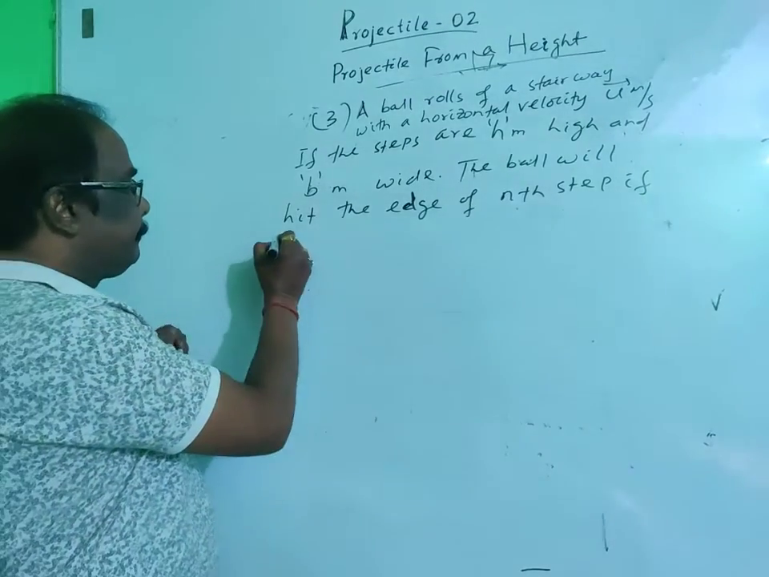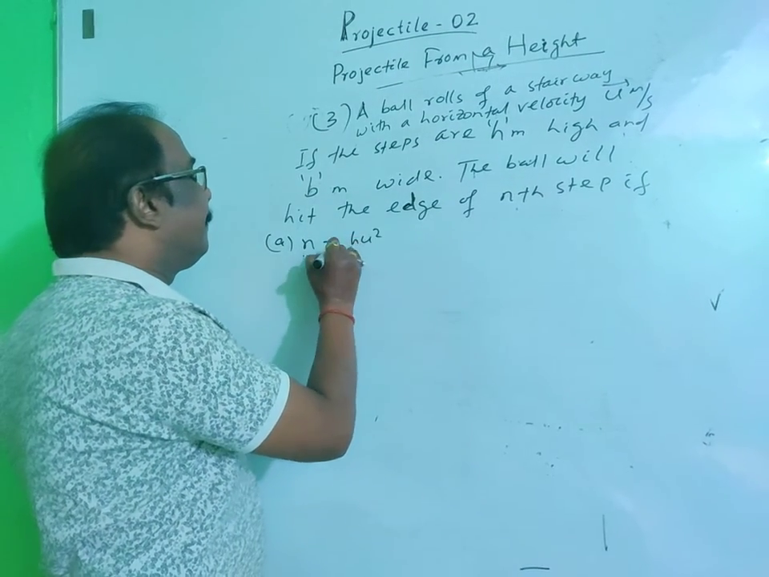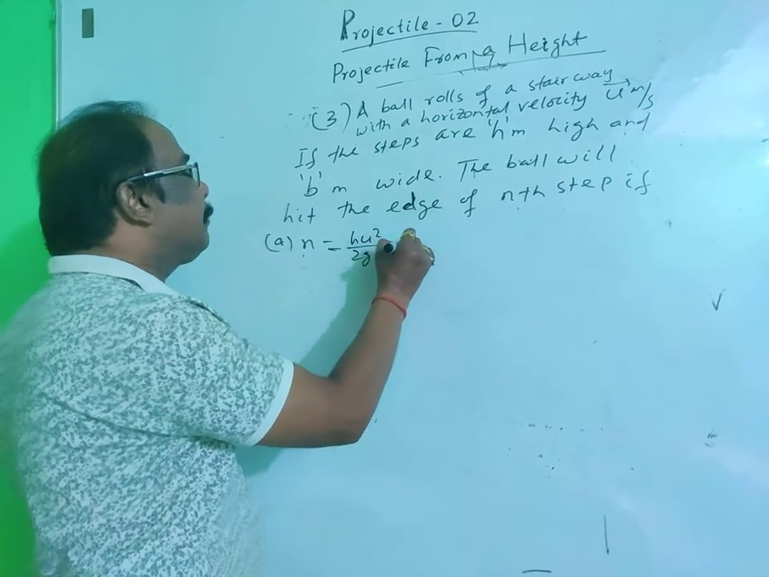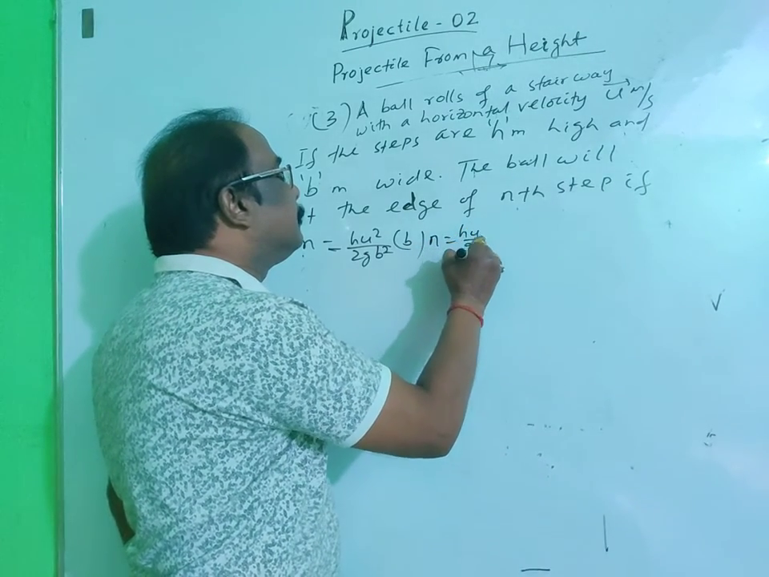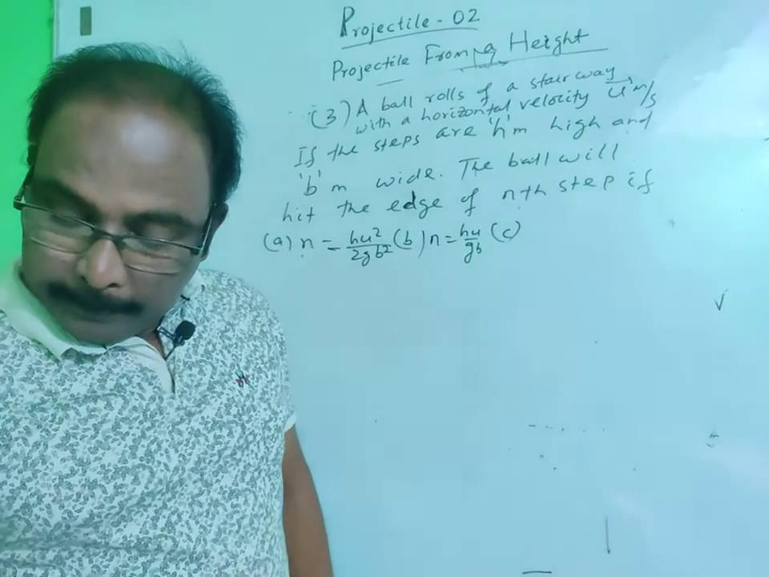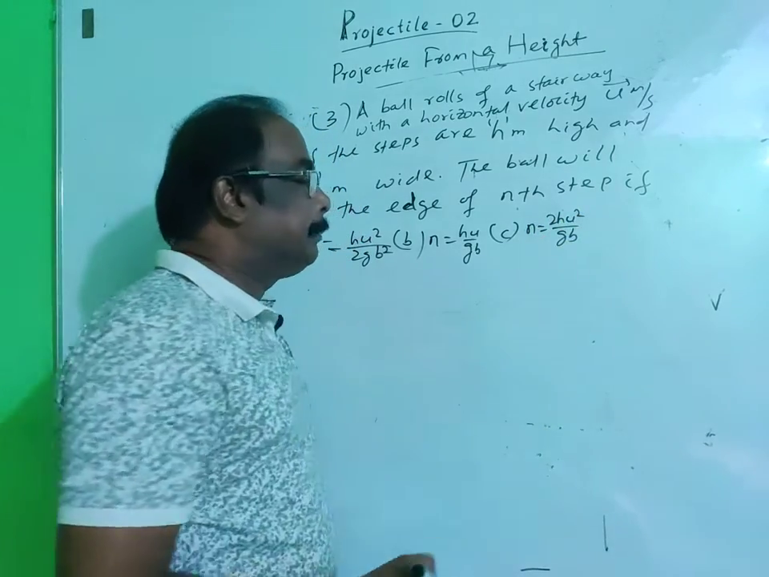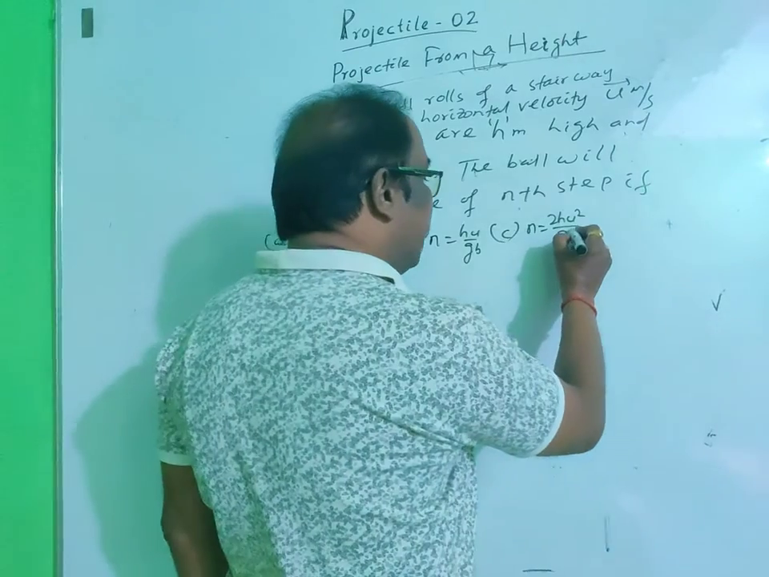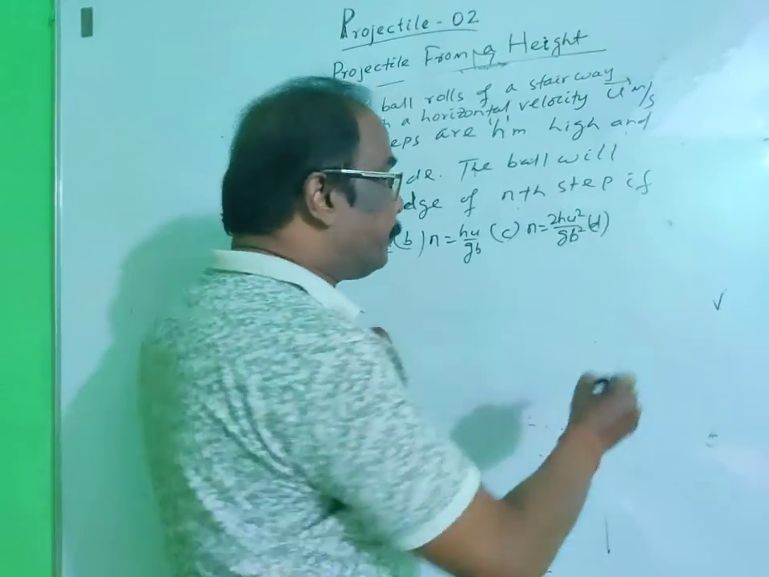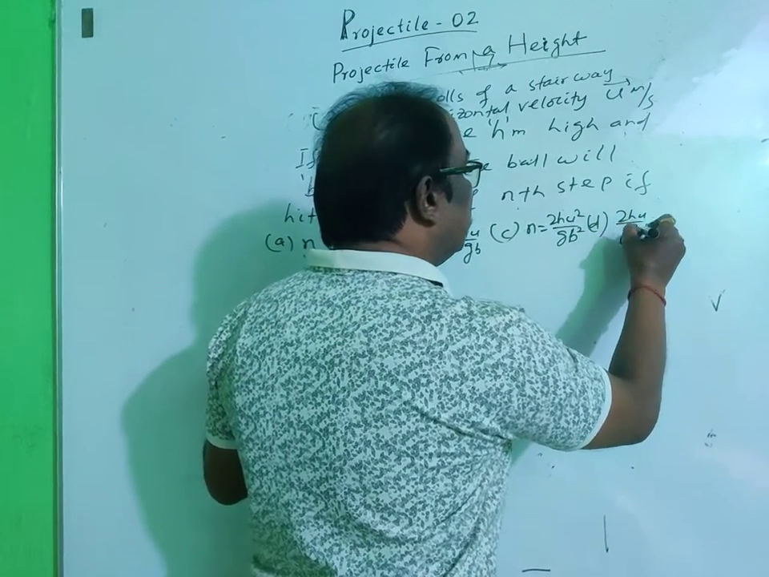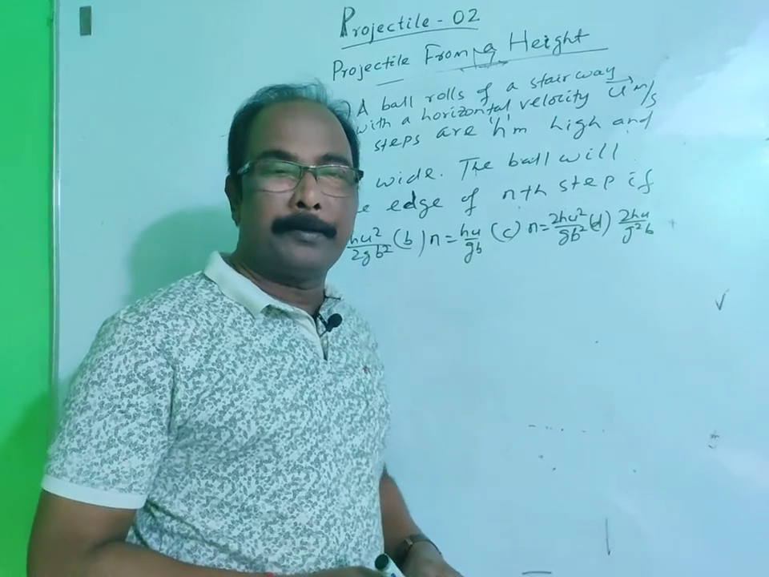If the first option, n is equal to hu square divided by 2gb square; second option, n is equal to hu by gb; third option, n is equal to 2hu square divided by gb square; and fourth option is 2hu divided by g square. Pause the video and try it once.